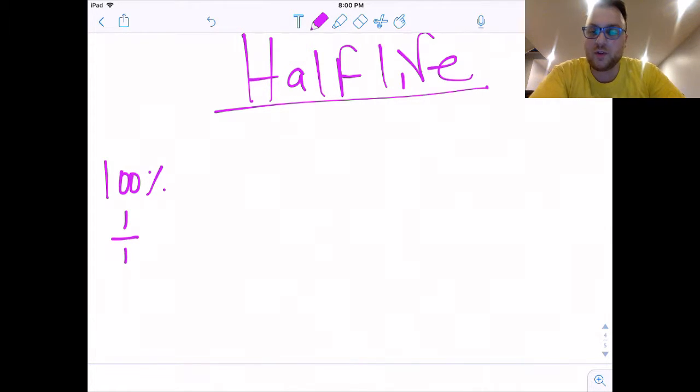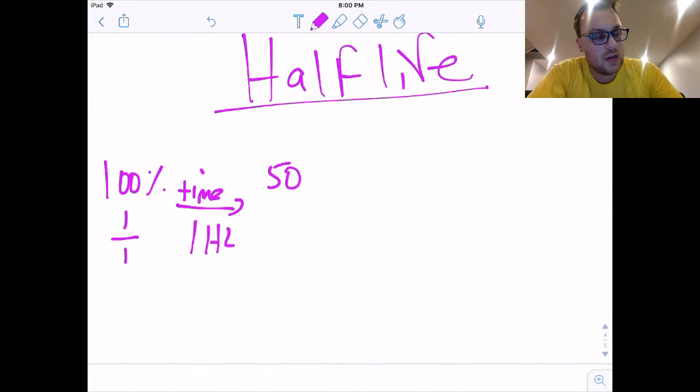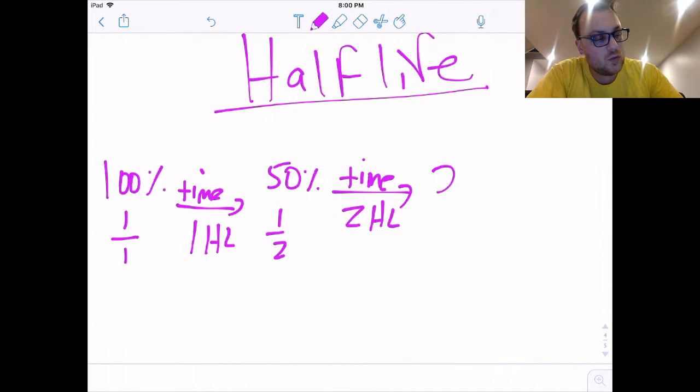In every certain amount of time, one half-life occurs, and you go down to 50% and 1 over 2. And then more time goes by. Half-life number 2, 25% and a quarter. And you just keep following this down until you get to wherever you need to get to.